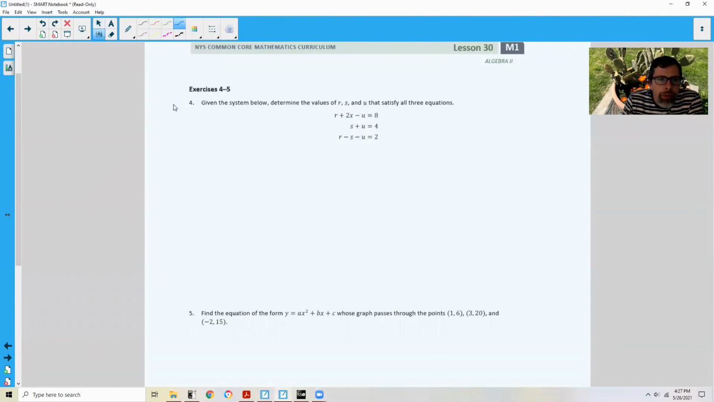Okay, page 4 brings us to exercise 4 and 5. You should be able to do these on your own now that I've done an example. So pause the video, see if you can figure these out, and then come back and check.